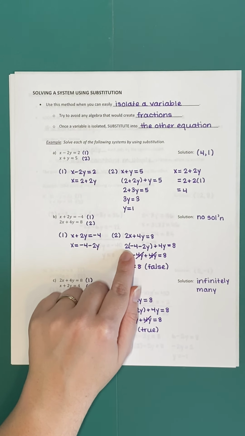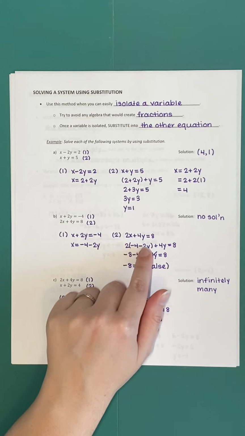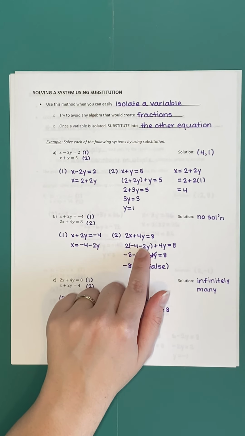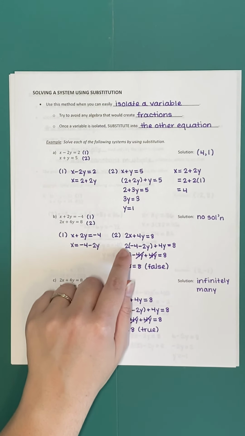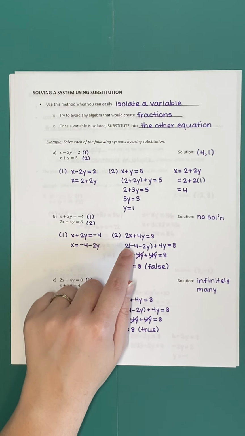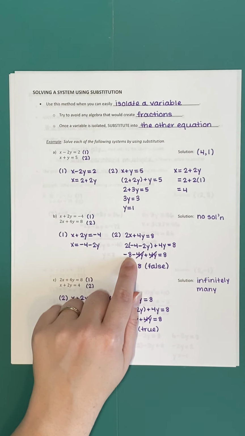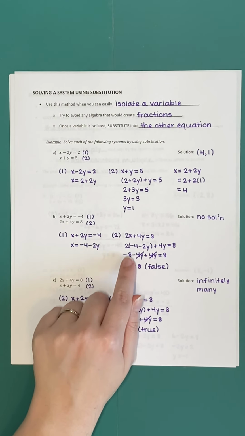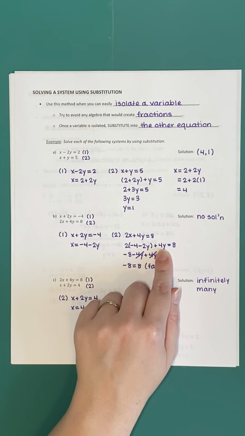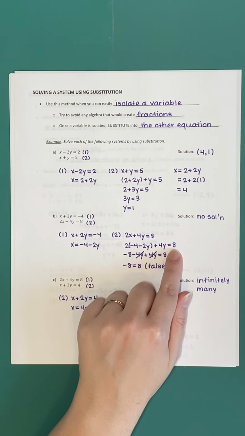What we have to do here is distribute. We're going to have to distribute that 2. We can distribute here without any problems. There's no exponent. It's literally just 2 multiplied by both of these terms in parentheses. So I'm going to take the 2 and multiply by each of these individual terms, which gives me a -8. So 2 times -4 is -8. And then 2 times -2 is -4y. Now we still have a plus 4y, and then that's equal to 8.